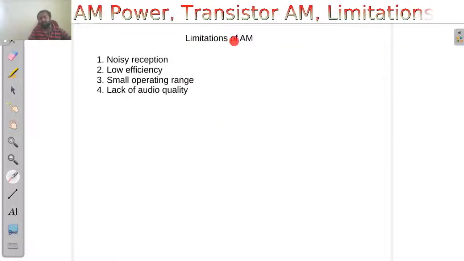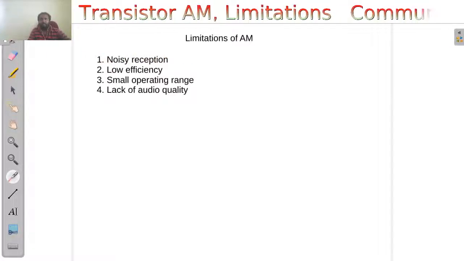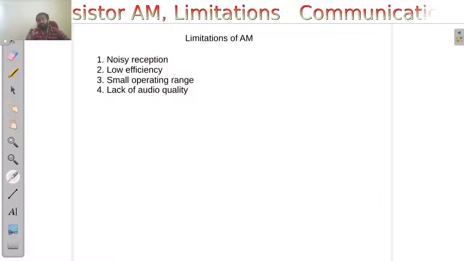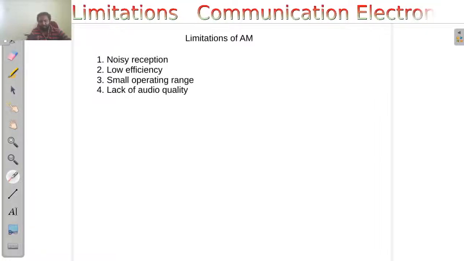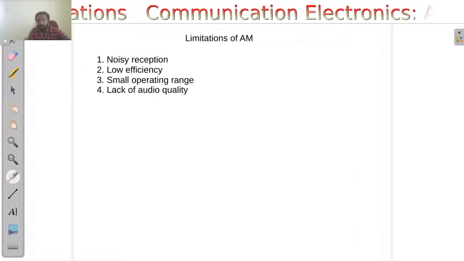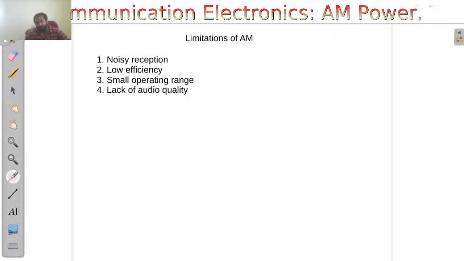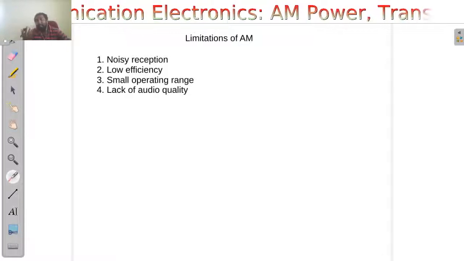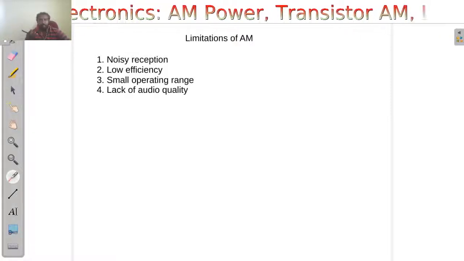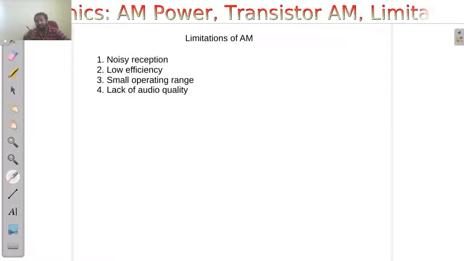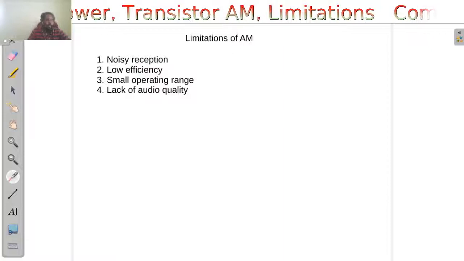Okay, let's see some limitations of amplitude modulated signals. The first limitation is noisy reception. For any signal, noise can significantly affect its amplitude. That is why AM broadcasting stations are less preferred than FM broadcasting stations: in AM we are modulating the amplitude of the carrier, which means the carrier's amplitude can be distorted or disturbed by other noisy signals. That is why AM has noisy reception.